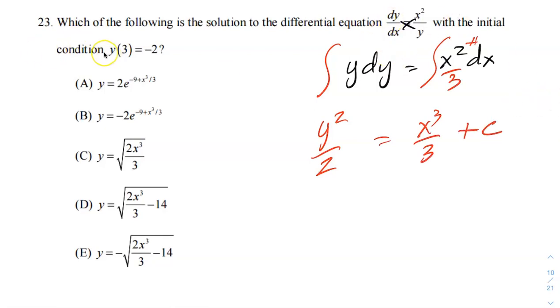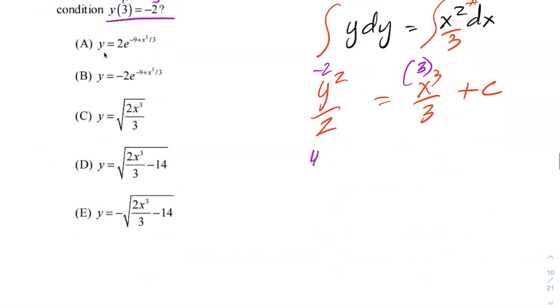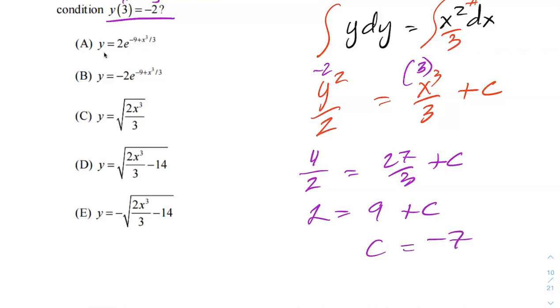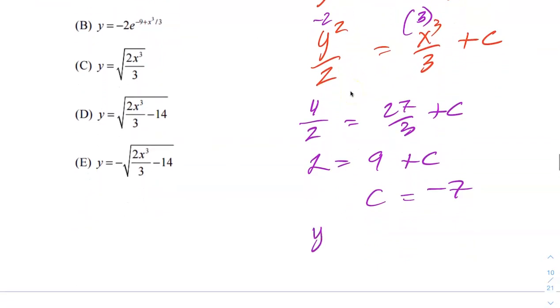That's what the initial condition here is for. Here's your x and your y. So plug in x = 3 and y = -2. So -2 squared is 4 over 2 equals 3 cubed is 27 over 3 plus c. So I get 2 equals 9 plus c. So c equals -7. So now you want to rewrite it, right? y squared over 2, plug it back in, equals x cubed over 3 minus 7.